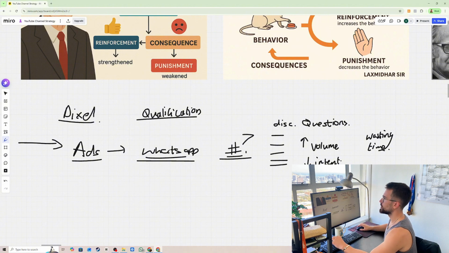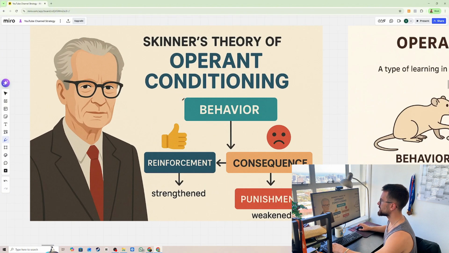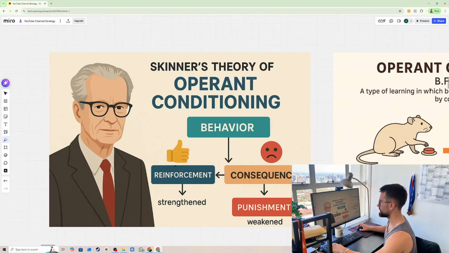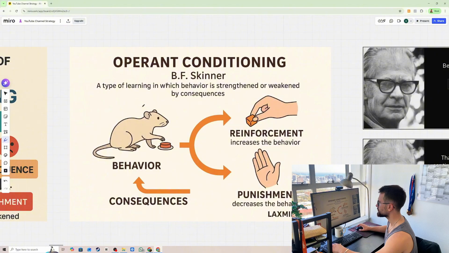So what we need to do is train the Pixel. This is Skinner's theory of operant conditioning. You have a behavior, and that behavior either has a consequence or reinforcement. A consequence leads to punishment, and reinforcement means that that behavior is strengthened. So if we think of a rat, a rat would have a behavior, and it either gets reinforced or gets punished.